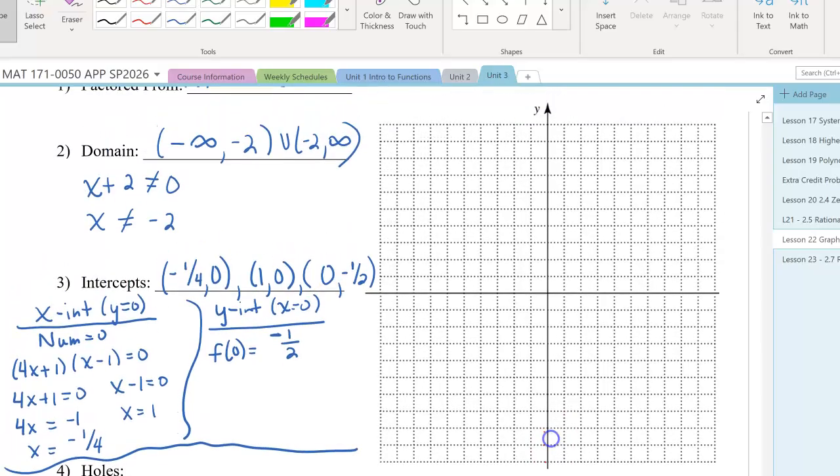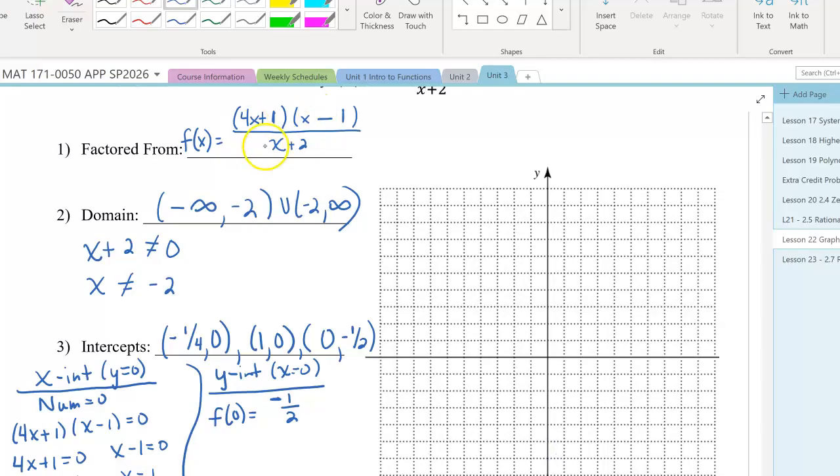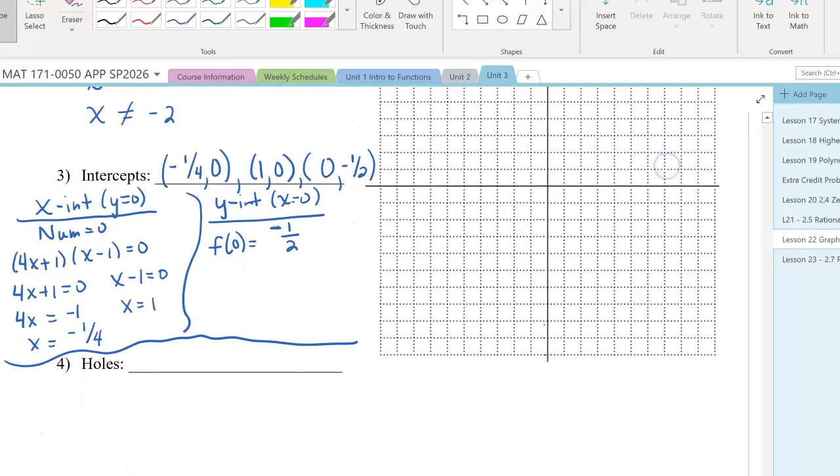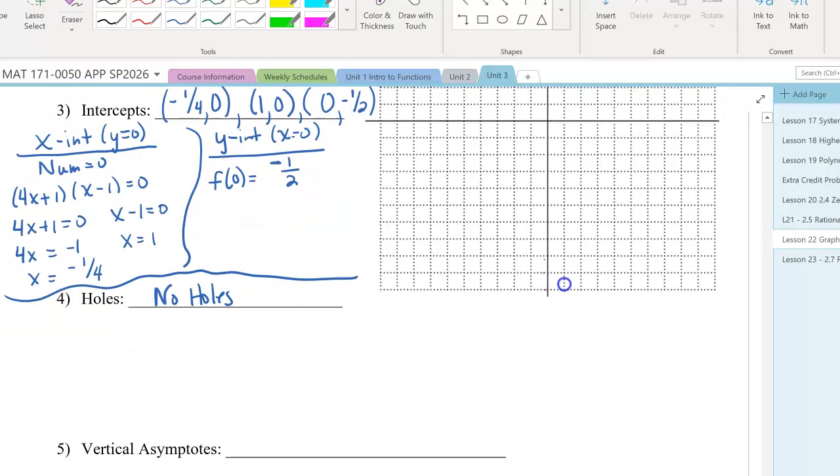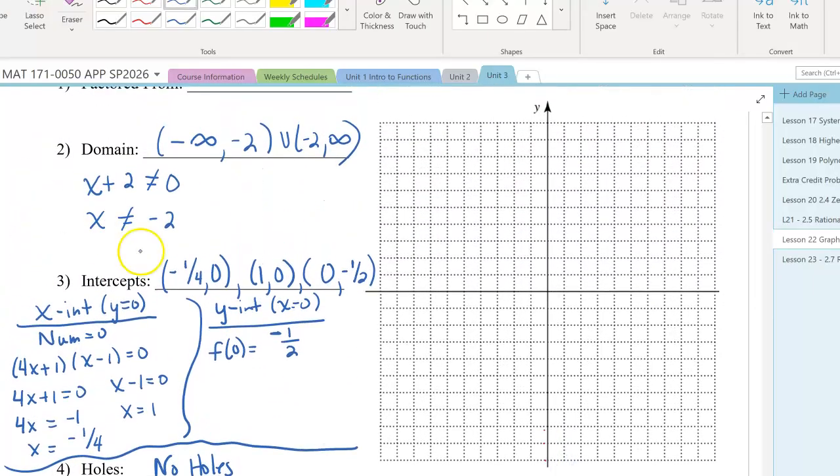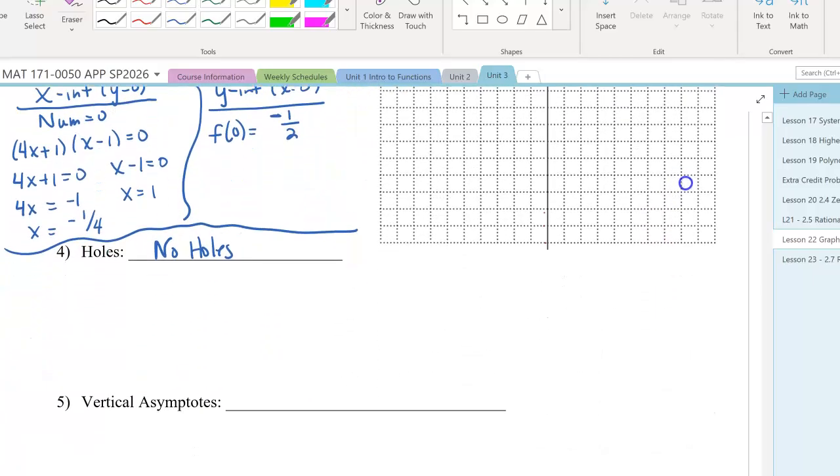For holes, I look to see if there are any common factors in the top and the bottom, and there are not. So there are no holes in this function. But there is a vertical asymptote because if you remember, x can't be negative 2. So there's either a hole or a vertical asymptote there. And since there are no holes, no common factors, my vertical asymptote is x equals negative 2.